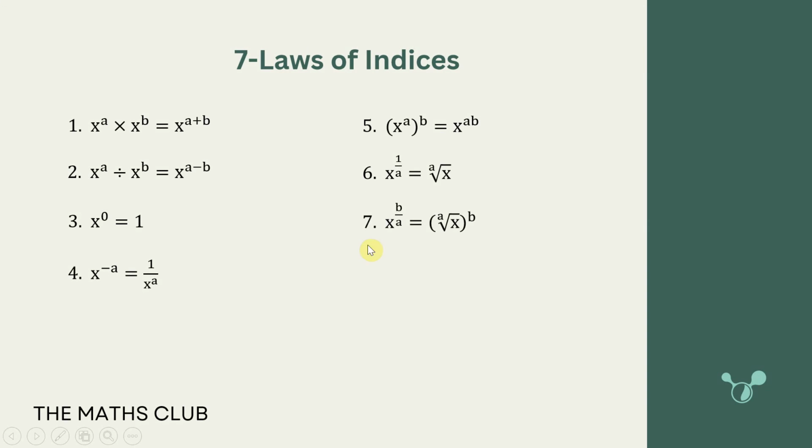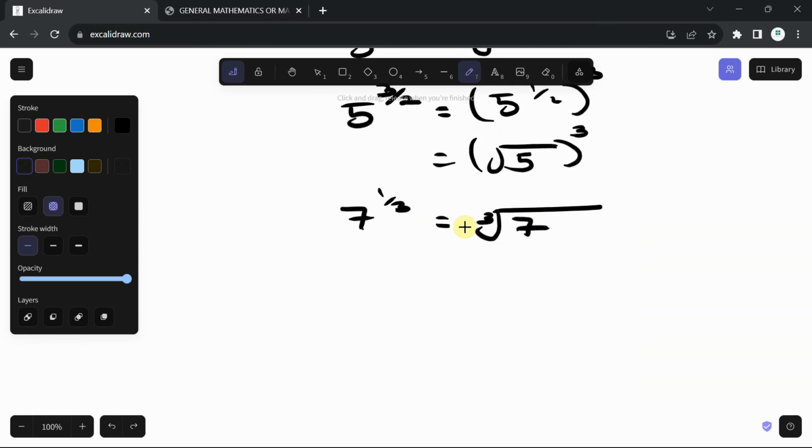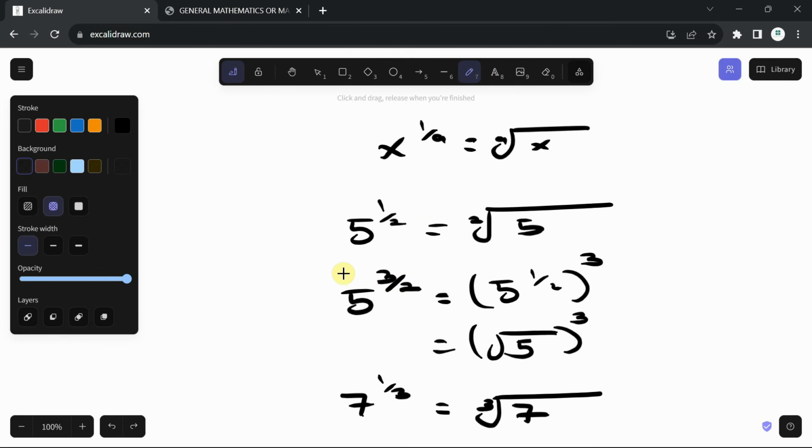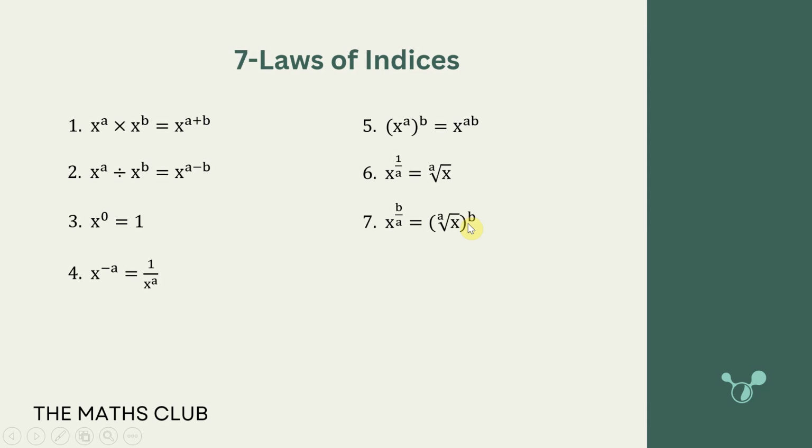And of course, we've actually talked about row 7. x raised to the power of b over a is the a-th root of x raised to the power of b. If you need a further example, this particular one talks about it, where we said we could split it into 2 and say 5 raised to the power of a half, cubed, and do the square root of 5 and raise it to the power of 3. Because it's very, very similar.